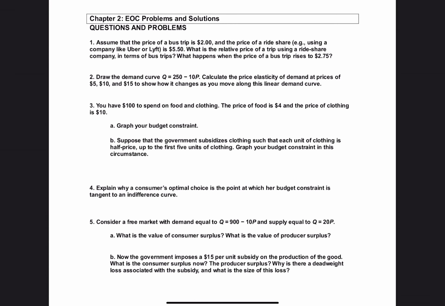So in the first exercise, we are asked to derive relative prices. Relative prices are basically expressing the value of one good in terms of prices that consumers have to pay in terms of another good. So the first question is, assume that the price of a bus trip is $2 and the price for rideshare is $5.50. What is the relative price of a trip using a rideshare company in terms of bus trips? What happens when the price of a bus trip rises to 2.75?